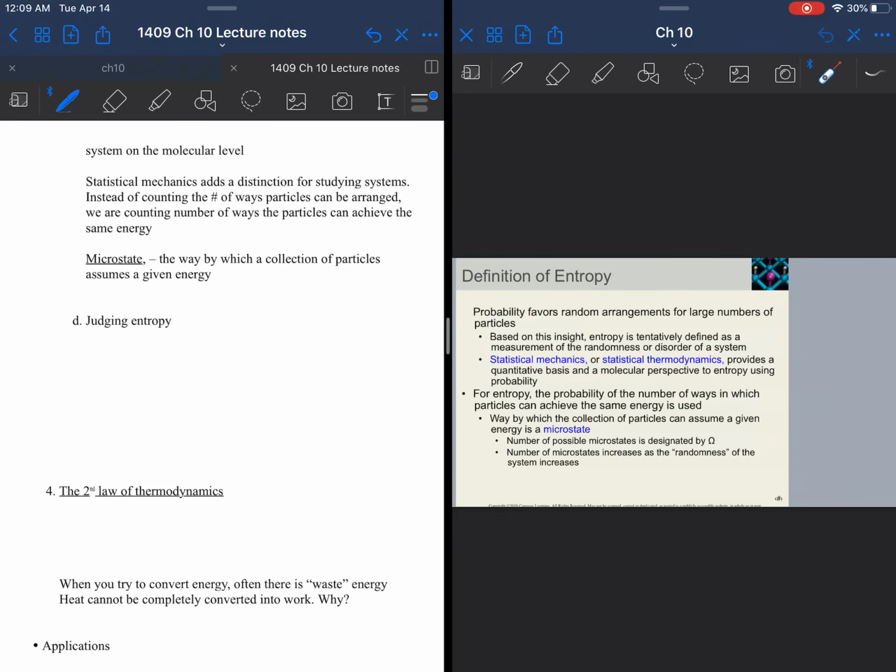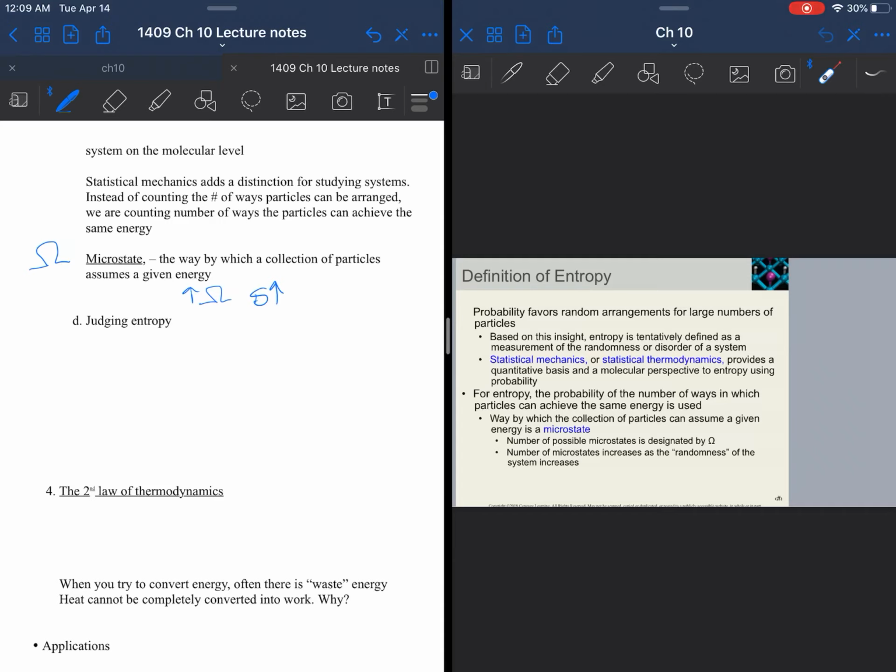Statistical mechanics or statistical thermodynamics jumps in to add that we're not necessarily looking at how the molecules can be arranged in just any order, but how they can be arranged and give you that same energy, right? So a microstate, which is abbreviated with an omega symbol, is the way in which a collection of particles can give you the same energy. The number of microstates is going to increase as randomness of the system increases. So as the number of microstates increases, the amount of entropy in the system will also increase.